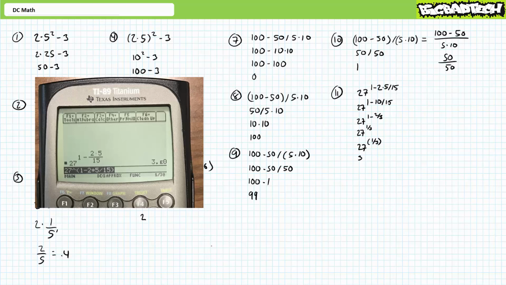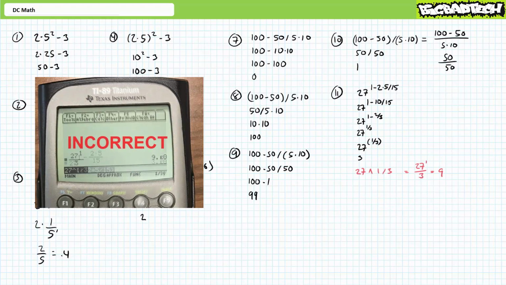Pay special attention when entering this into the calculator. If you enter this as 27 caret 1 over 3, the calculator evaluates this expression using the order of operations, where exponentiation comes first. 27 raised to the first power. Then it performs division. So 27 divided by 3 is 9. This is the incorrect answer because it's not the expression we wanted.